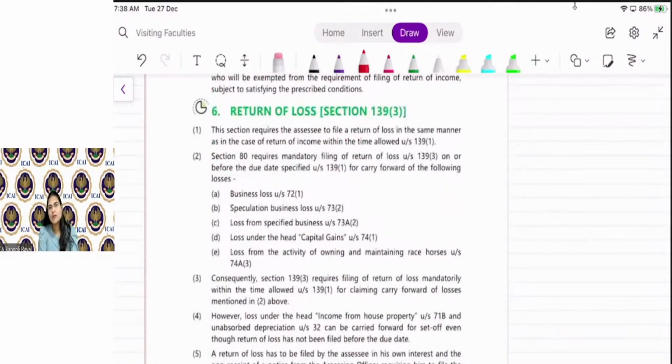So for carry forward of losses, you have to file return of income within due date. In case of loss also, you have to file your return of income within due date provided under section 139 subsection 1. If you have not filed return of income within due date, then you are not allowed to carry forward your losses. So that you have already studied in the set off chapter.